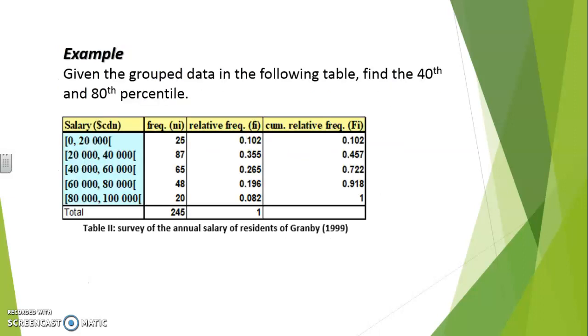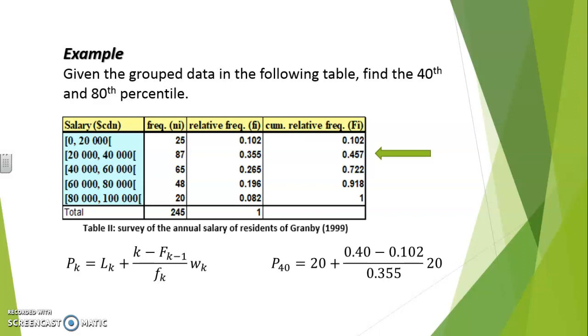So here is data that is continuous and has been grouped. We have the distribution of salaries that we put into 5 different classes of size 20,000. From the data, we're going to find the 40th and 80th percentile. So let's recall our formula that I have highlighted at the bottom. When looking for the 40th percentile, we'll notice that the first moment when the cumulative relative frequency surpasses 40% is at the end of the second group. So the 40th percentile has to be somewhere between 20 and 40,000.